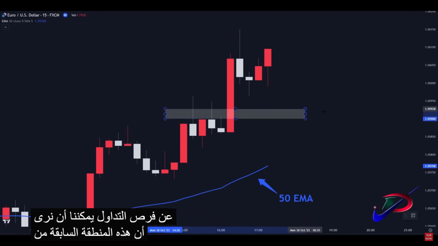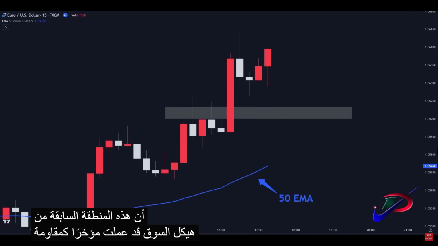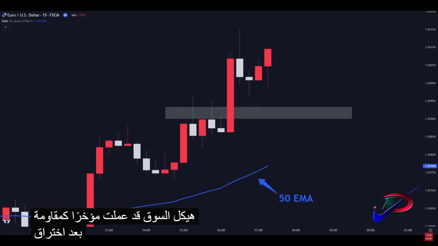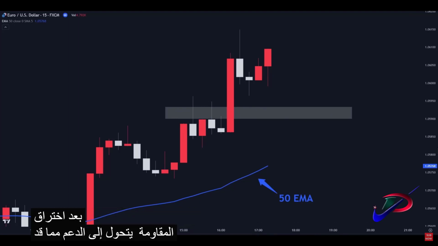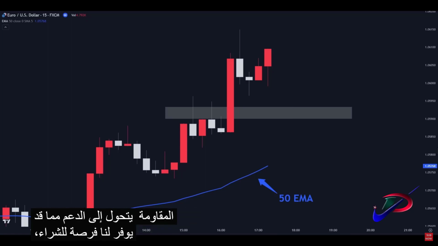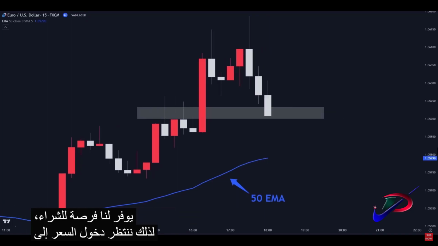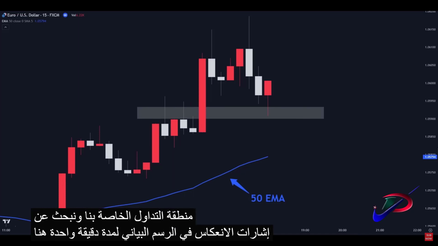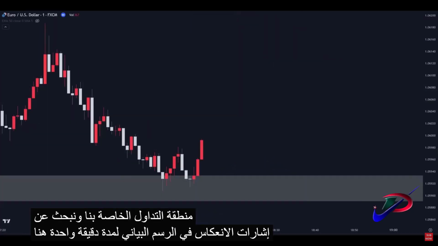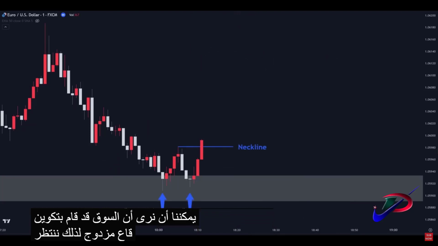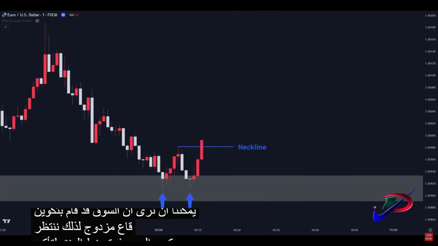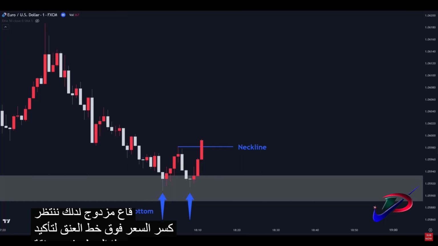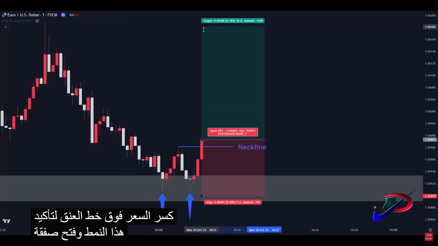We can see that this previous area of market structure has recently acted as resistance. After the breakout, the resistance turns to support, possibly providing us with an opportunity to go long. So we wait for the price to enter our trading zone and look for reversal signals in the 1 minutes chart. Here, we can see that the market has printed a double bottom. So we wait for the price to break above the neckline to confirm this pattern and open a long trade.